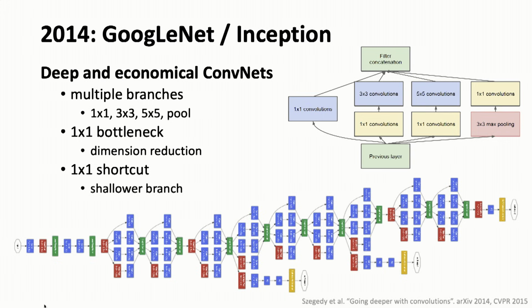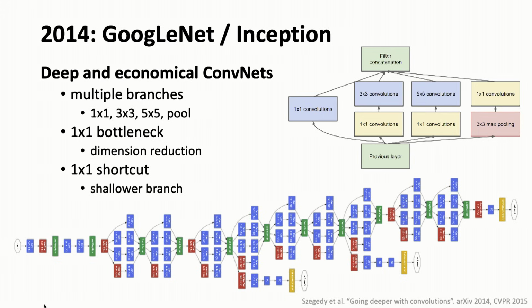Then let's go back to the year of 2014. And next, I'm going to talk about another very interesting work, and that is in parallel with the VGG network. This line of research is usually referred to as GoogleNet or Inception. A common thesis of this research is about how can we design deep and at the same time economical convolutional neural networks. There are several interesting ideas involved.